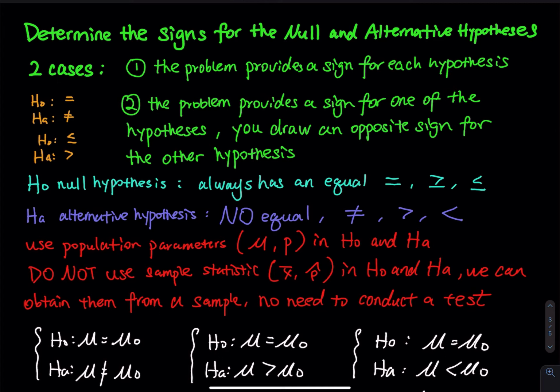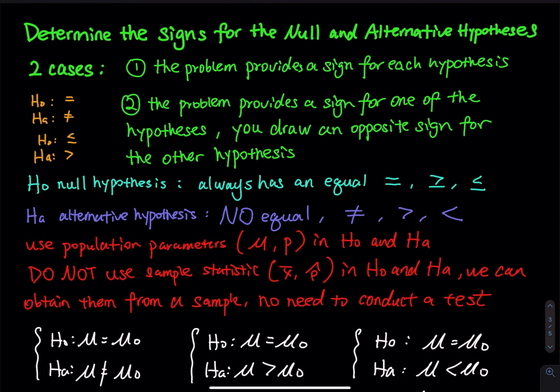You want to find x bar? It is very easy. All you have to do is, I have 40 scores, you add them up and then divide it by 40, then there you go. That is the x bar. So you do not need to learn hypothesis test. Anyone with some basic math skills can do it. You don't need to take statistics at all. All right, so that's why for H0 and HA, use population parameters like mu and p. Do not use x bars and p hat. We don't need to carry out a whole test for the sample statistics.